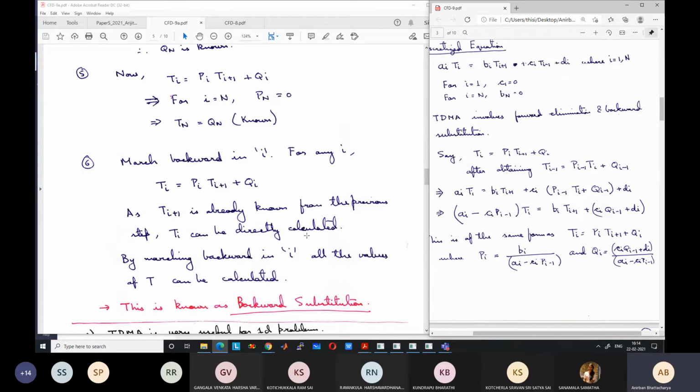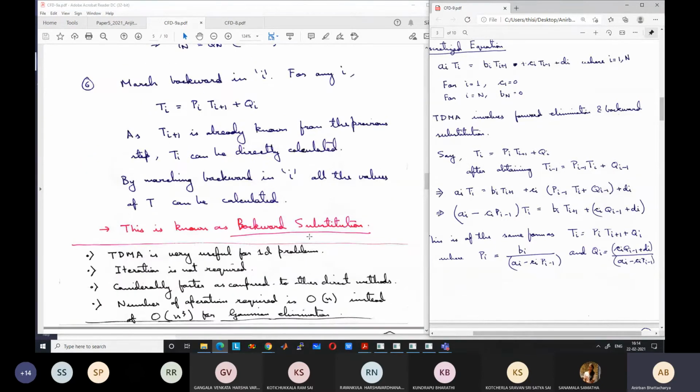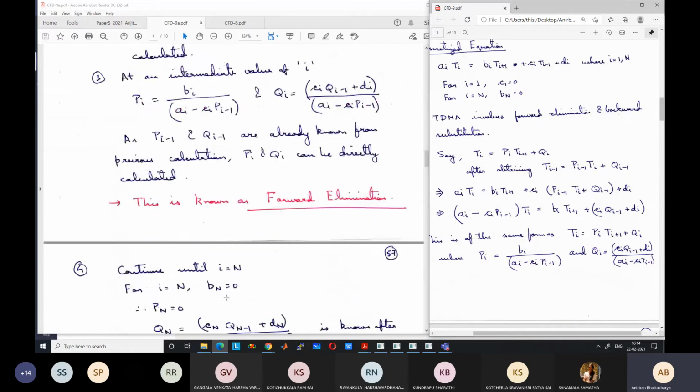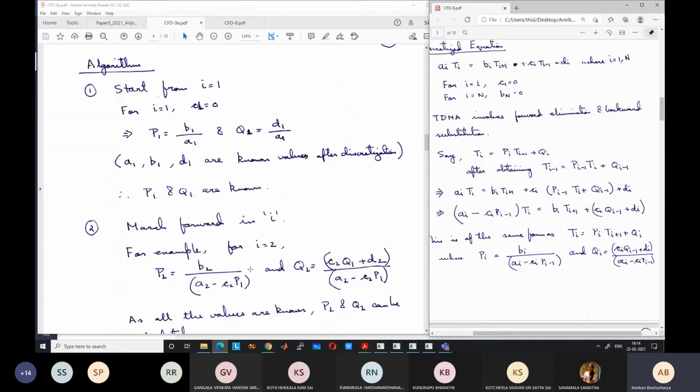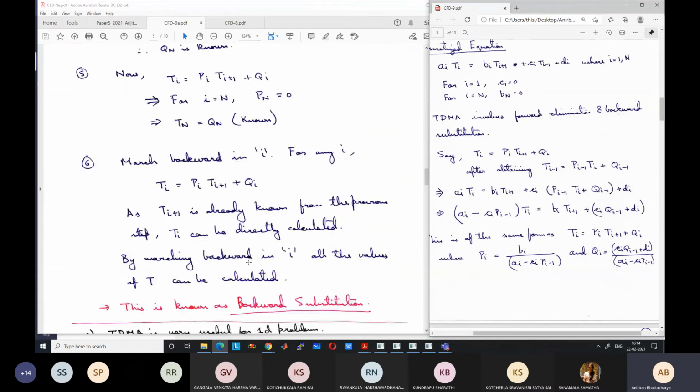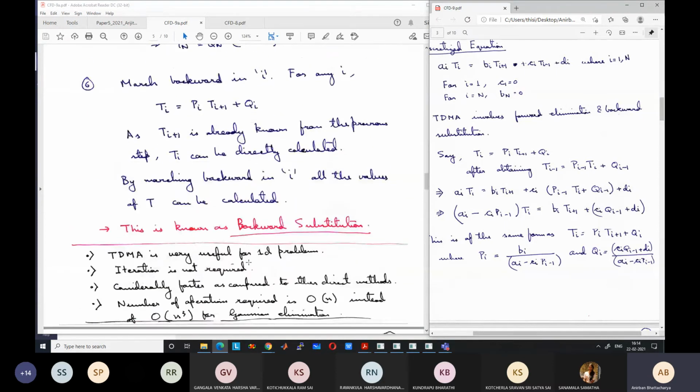So this method is known as the tri-diagonal matrix algorithm or Thomas algorithm, and it is very useful for 1D problems. The main feature of this is that iterations are not required. Directly you can calculate based on forward marching and backward substitution. And the number of steps that are required: if you have n number of unknowns, the number of operations or steps is a function of n.